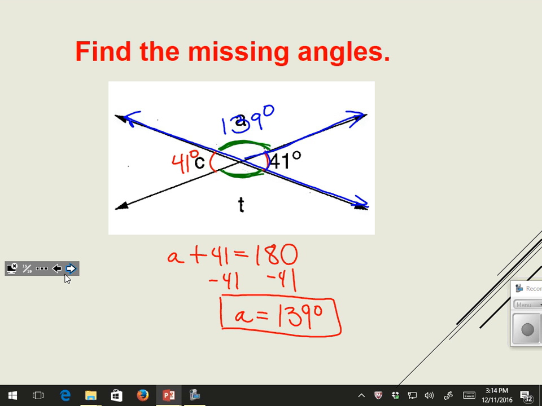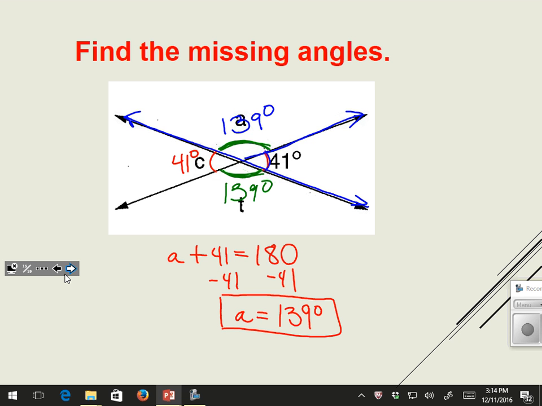Well, I think I see two lines crossing. I see two angles across from each other. So this angle down here, angle T, is going to be 139 degrees also, because angle A and angle T are vertical angles.